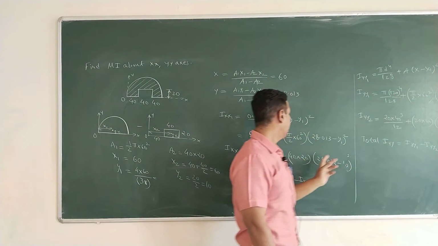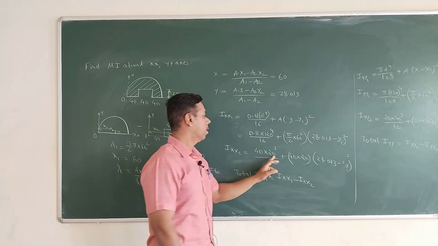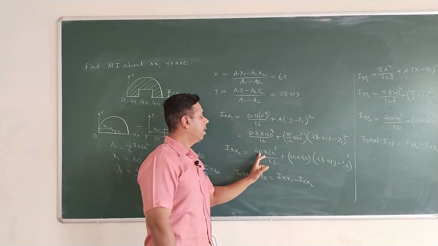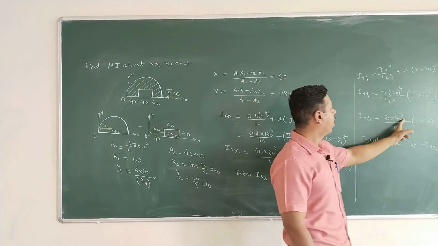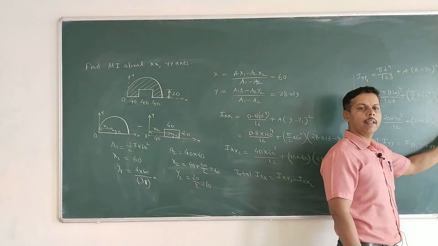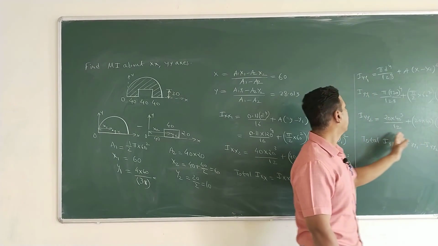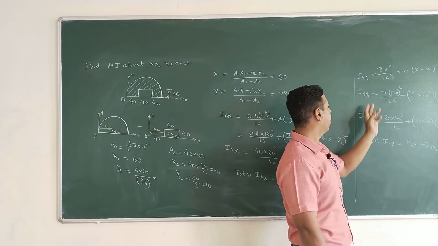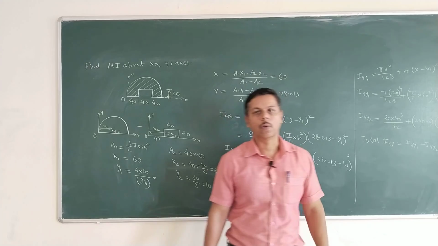And for the rectangle, just shift 20 here. So 20 into 40 cube, d b cube by 12, plus area into the bracket x minus x2. This will become 0, and finally find Iyy1 minus Iyy2.